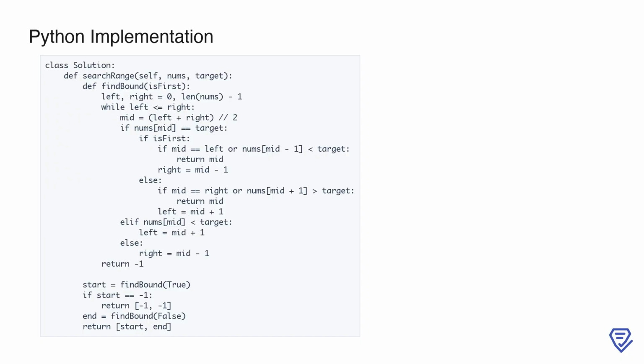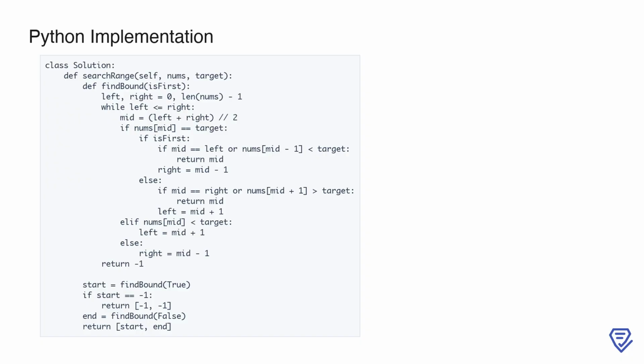the target. Similarly, for the last occurrence, it checks if mid is the rightmost index or if the following value is greater than the target. If these conditions are satisfied, it returns mid. Otherwise, it adjusts the search range by updating right or left based on the target's position relative to nums[mid].